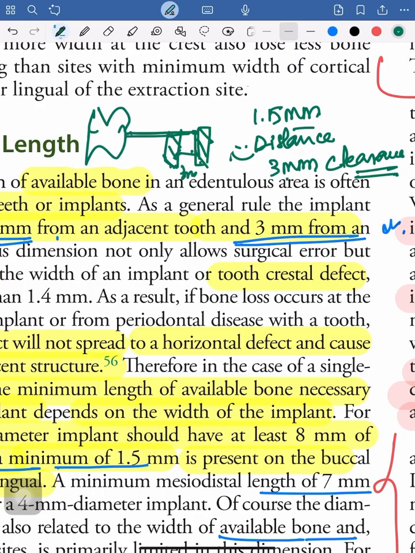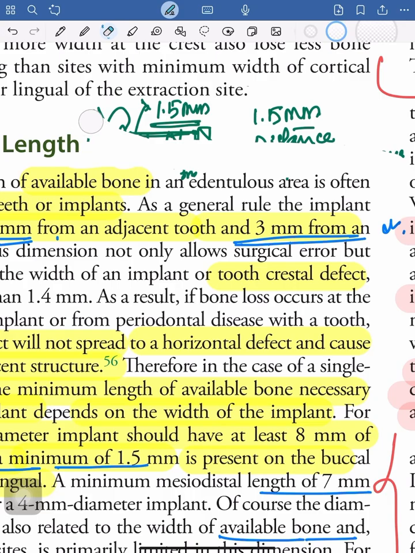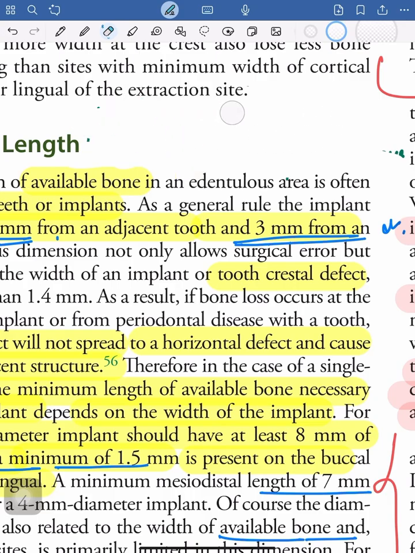and between tooth and implant it should be 1.5 millimeter. Okay, so what you do is, this is your tooth, this is your another tooth. You take a measurement of 1.5 millimeter, suppose this is the 1.5 millimeter, and start drilling over here. Correct? That's how we do it.